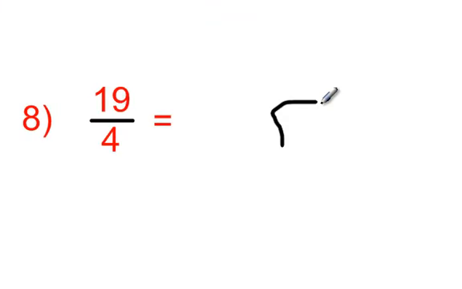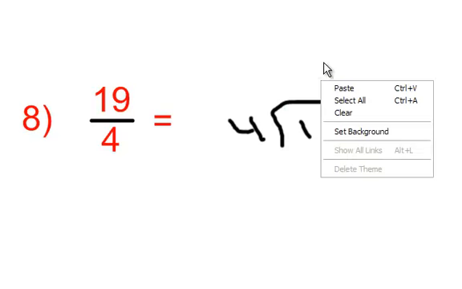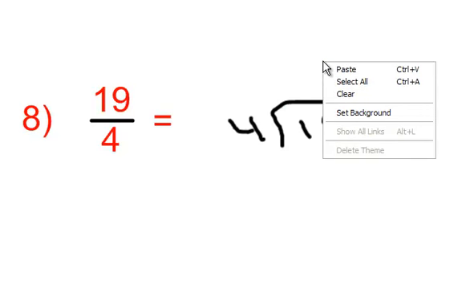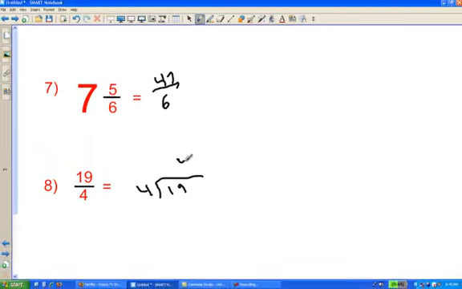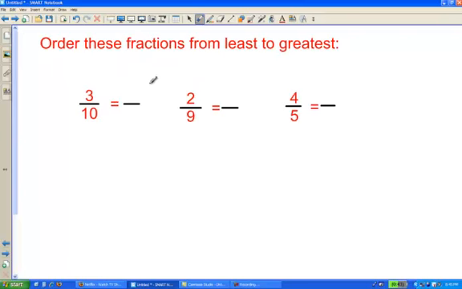I could do a division house. 19 goes in the house. 4 goes out of it. 4 goes into 19 4 times. 4 times 4 is 16. 19 minus 16 is 3. So I get 4, and then I have 3/4. 4 and 3/4 there. And then one problem, everybody's least favorite problem, we gotta order these fractions.